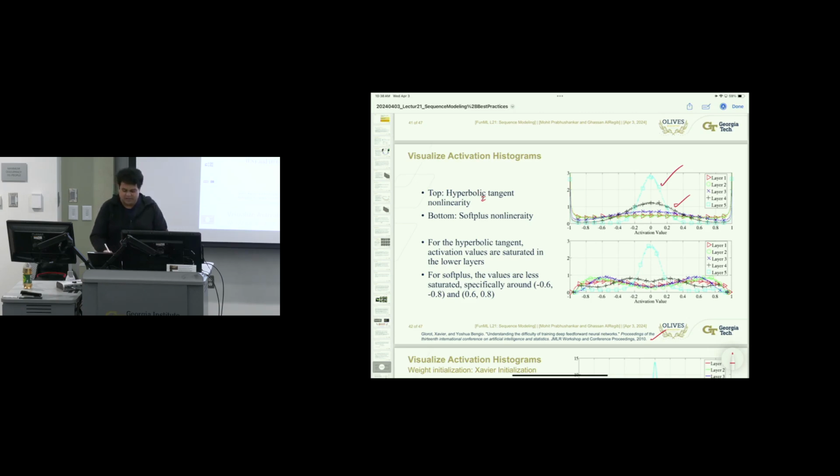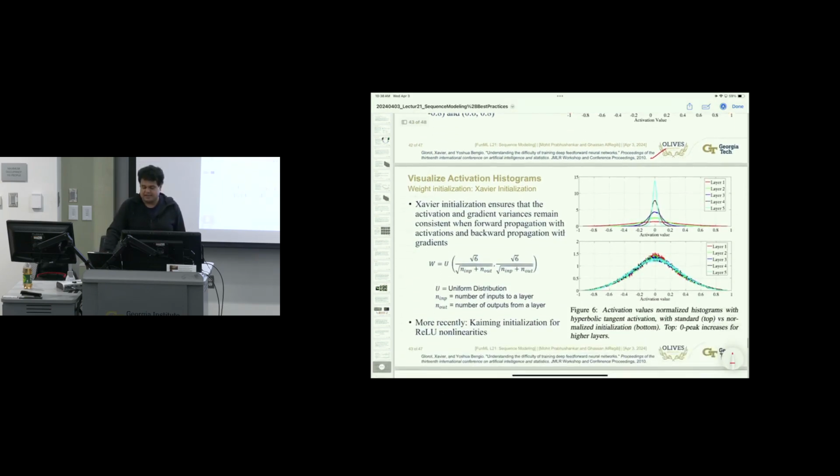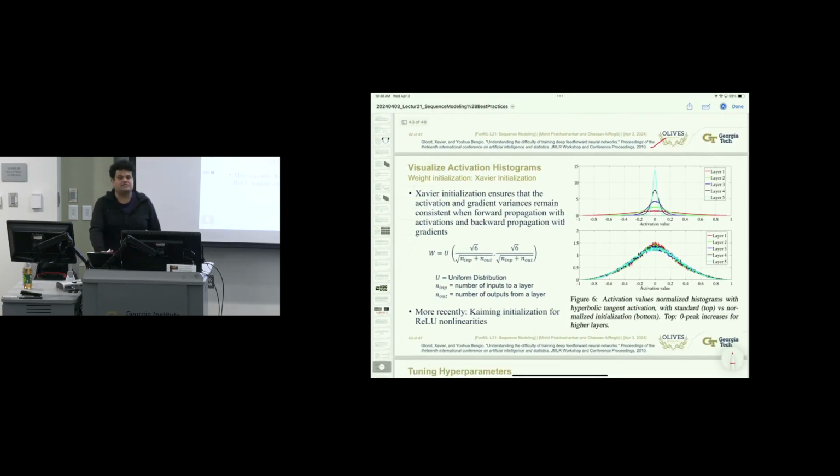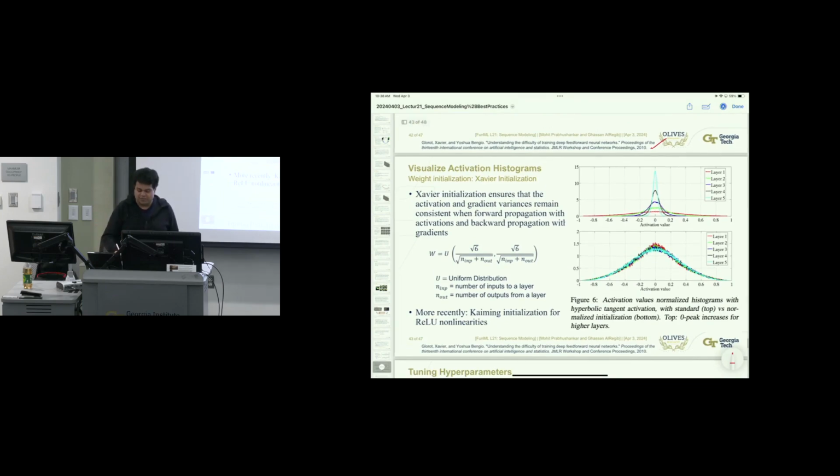So hyperbolic tangent would look something like this, softplus nonlinearity would look something like this, and so on. Based on this analysis, they said that the weights of your neural network should not be randomly initialized. It has to depend on some kind of variance, but the weights have to be initialized based on a uniform distribution with the mean. So this is U, a uniform distribution, with parameters given by this.